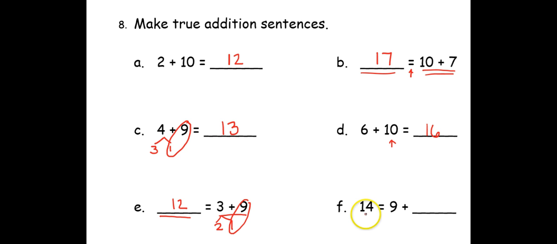Here I have 14, and it needs to balance with 9 plus some other number. Well, if I think about my number line or my combinations that make 10, if I jump 1 hop, that will get me to 10, and then I would need to jump 4 more hops to get to 14. So altogether, I would hop 5.